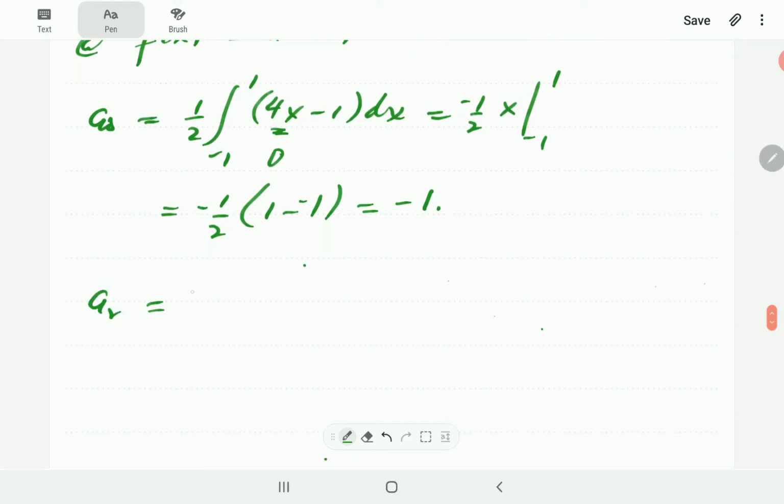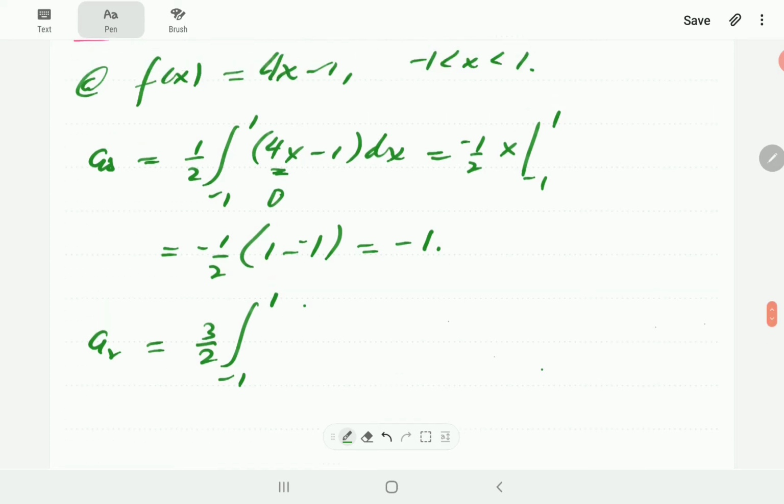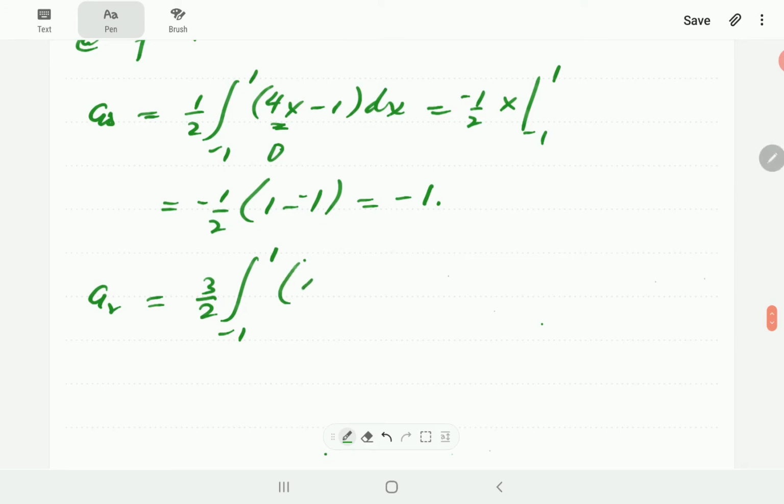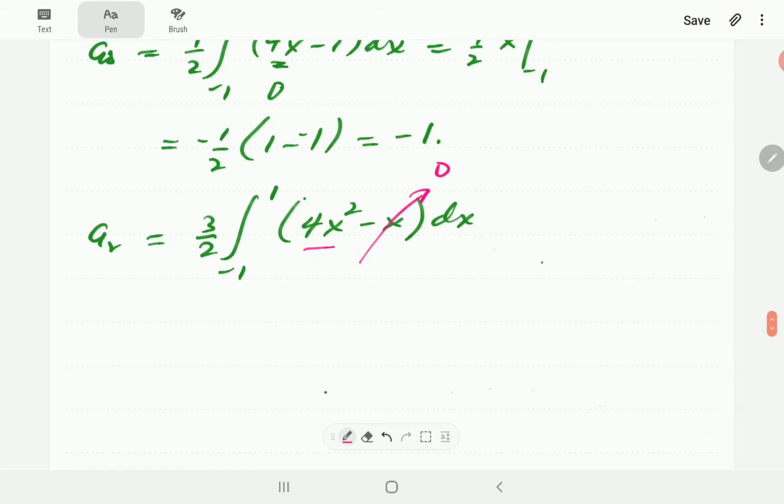And then a1, we're going to have 3/2. Then it's going to be the function times p1. P1 is x, so it's just going to be the function times x. So we're going to have 4x squared minus x. This time the term that is odd is this one. So the only term that's going to make a contribution for our calculation is that 4x squared.